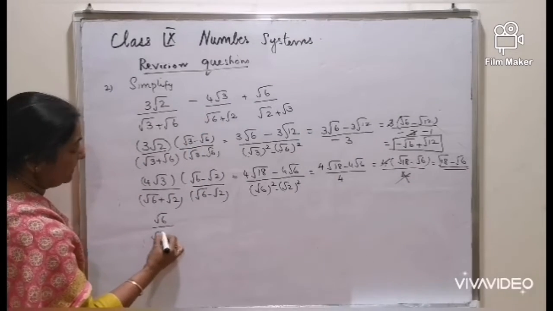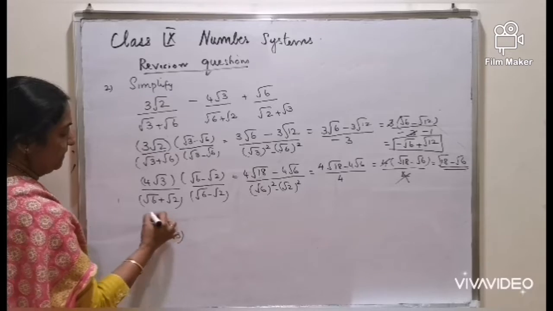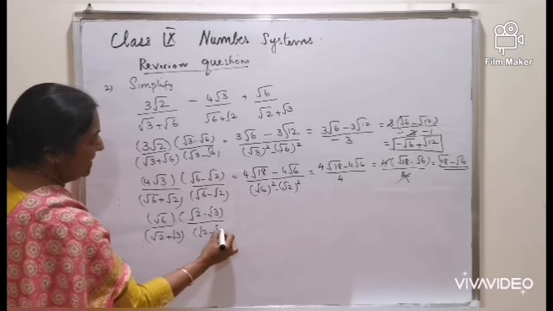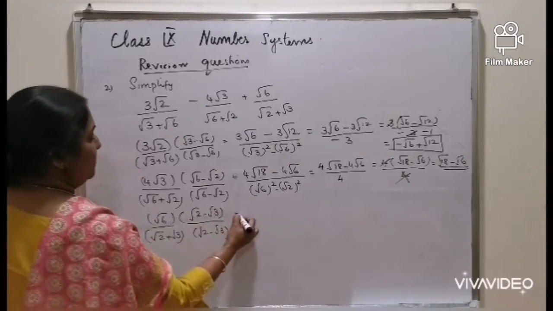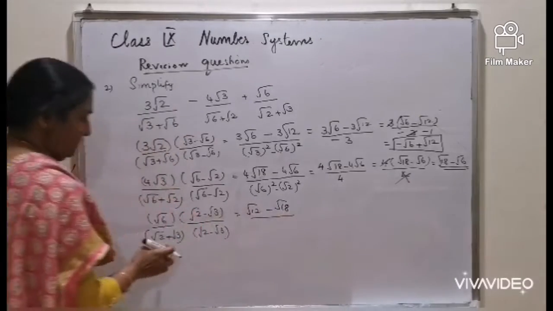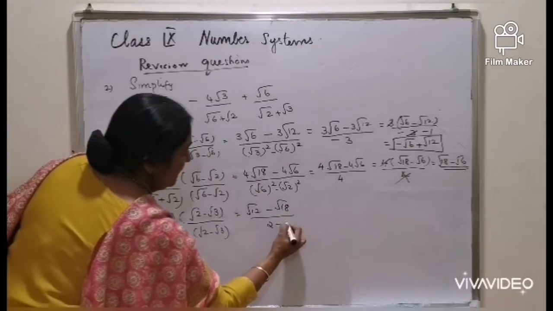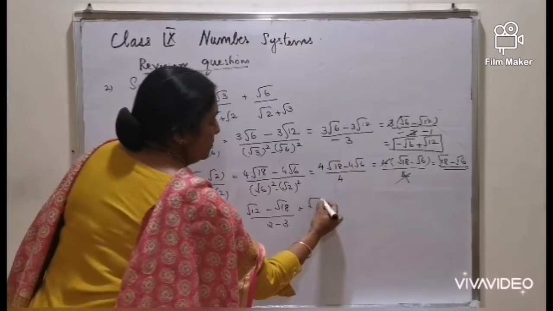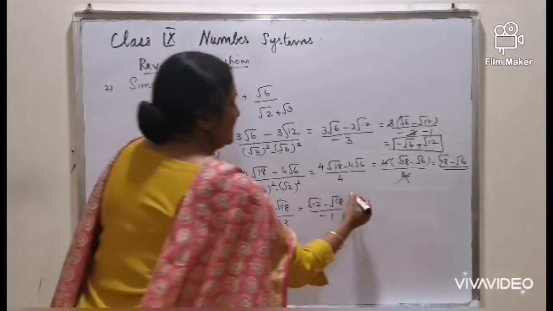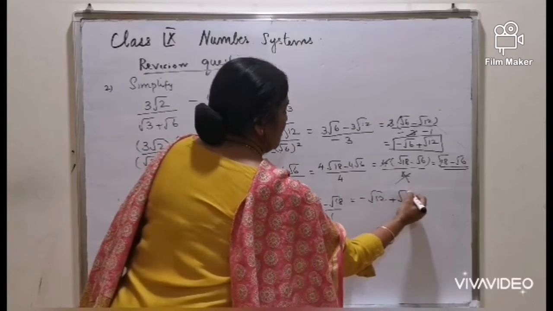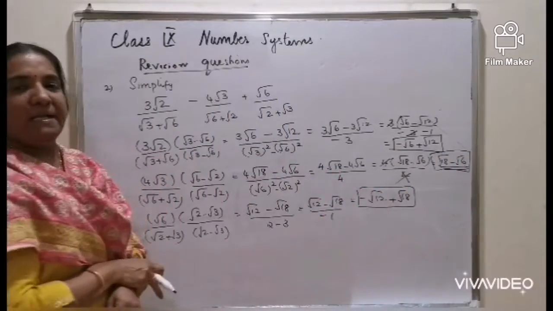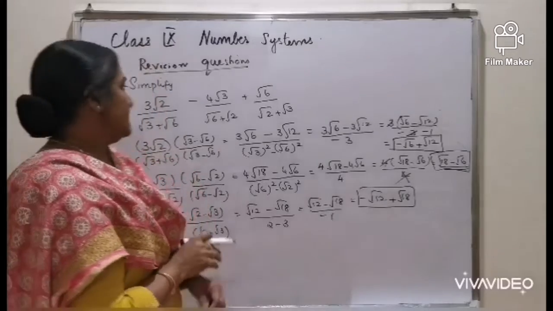Root 6 by root 2 plus root 3, into root 2 minus root 3 by root 2 minus root 3, is giving you root 12 minus root 18 by root 2 the whole square minus root 3 the whole square, which is 2 minus 3. Root 12 minus root 18 by minus 1. When the denominator is negative 1, it becomes minus root 12 plus root 18. Finally, you are simplifying the answers.